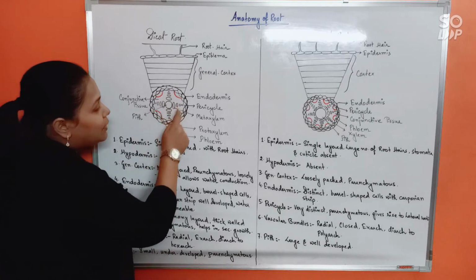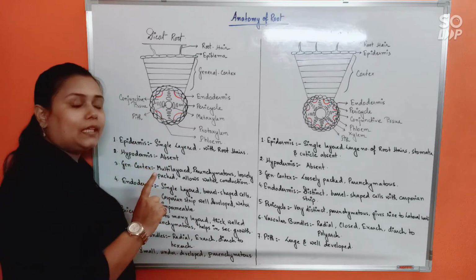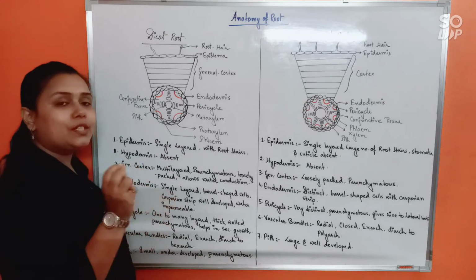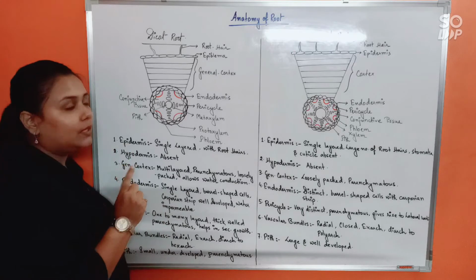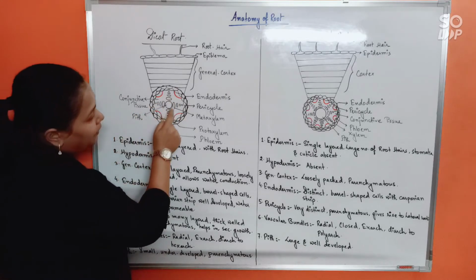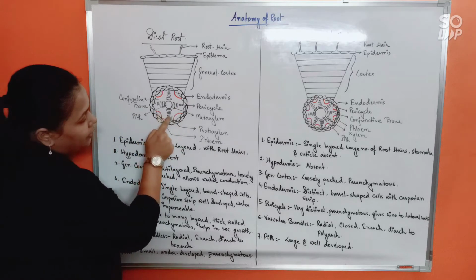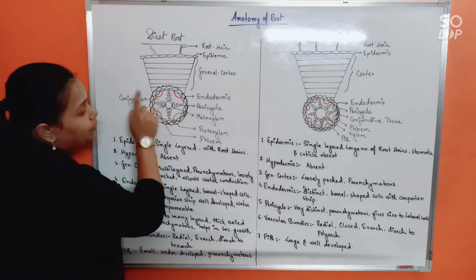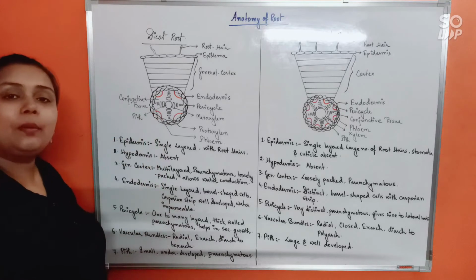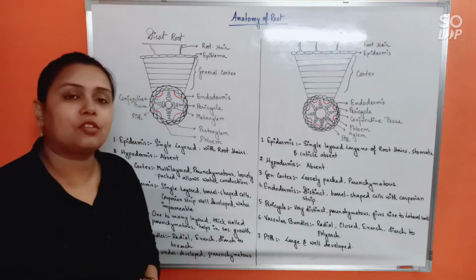See, how many vascular bundles can you see in the diagram? One xylem and one phloem together is termed as one vascular bundle. So, one xylem, one phloem, one vascular bundle. This is the second vascular bundle. This one is the third vascular bundle. And this one is the fourth. So, there are four vascular bundles, right? So, do remember this very important information.